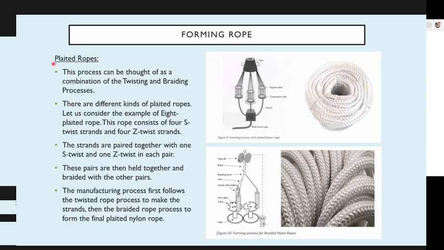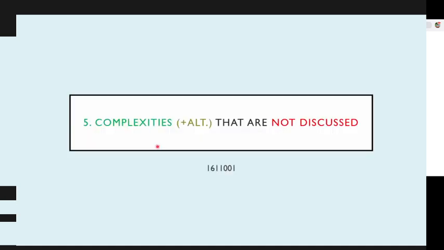Finally, plated ropes are a combination of twisting and braiding processes. So first of all, you take some ropes, like 4 ropes, and you twist them into S twist through the twisting process, and 4 in Z twist, and then these are alternately braided together. So basically pairs of S and Z twist are braided together, and all of them are then braided together into one end rope, which is a plated rope. So these are the different types of nylon rope.